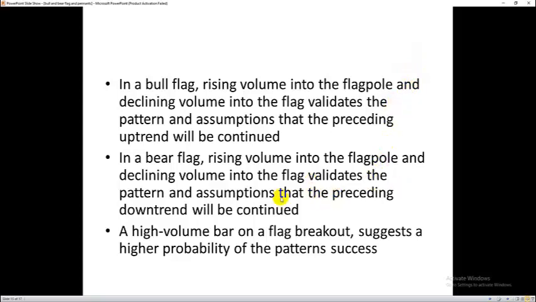You now assume that the preceding downtrend will be continued, but you don't just enter because of this, hoping that it will go down. No, you must confirm, and confirmation is only through the breakout. So when you see the breakout outside that support line, and then you see another candle that opens and closes below your support line, which now becomes a resistance, you can confirm that yes, this is a good breakout, and you enter. Okay, so a high volume bar on a flag breakout suggests a higher probability of the pattern's success.